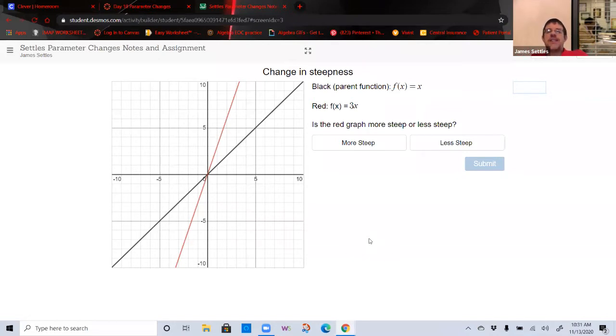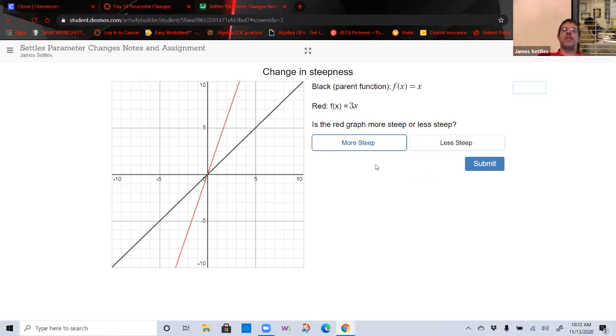Now, obviously, I can't see what you're picking, but click on a button and hit submit, and it will tell you if you're right or wrong. It'll say yes if you're right, or it'll say no if you're wrong. Now, if you're wrong, you're more than welcome to go and change it so that you get it right. Okay, so you should have clicked on more steep. Then hit submit, and it will tell you that, yes, great job.